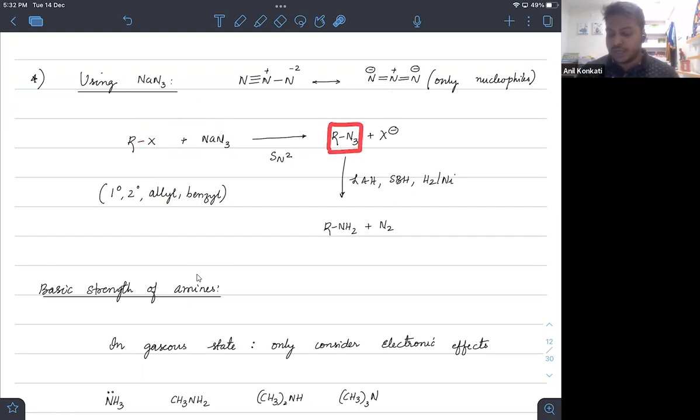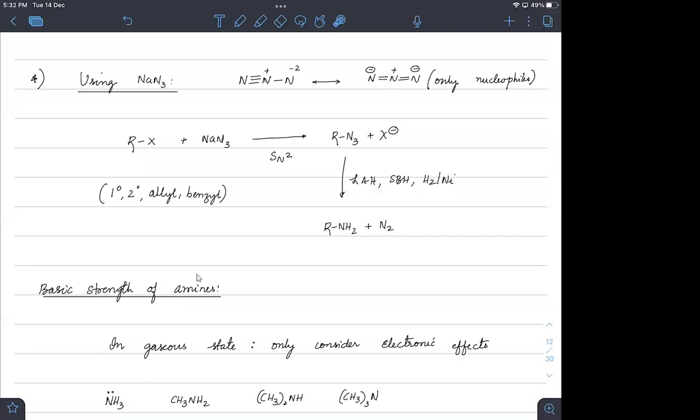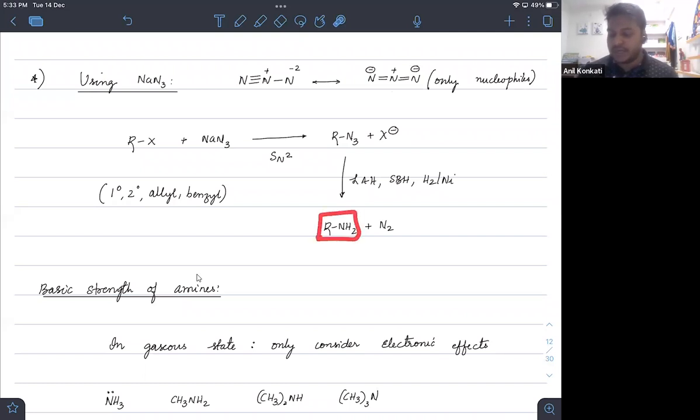If you react the RN3 group with lithium aluminum hydride, one N2 will leave, and the rest of the nitrogen will get reduced. So whether it is with lithium aluminum hydride, NaBH4, or H2 with nickel, reduction is evident, and you will see N2 gas leaving behind amines. So this is using NaN3.